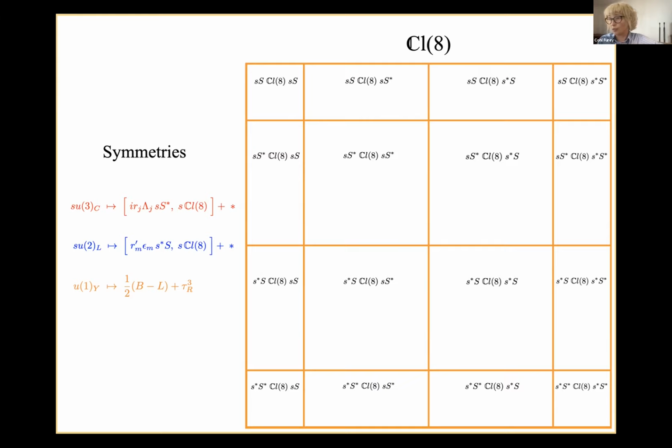And each one of these algebras commutes with the other. So now what we would like to do is take these symmetry generators and apply them to our CL8 algebra. And we're going to see how our CL8 algebra breaks down into irreducible representations. So here's what we get.